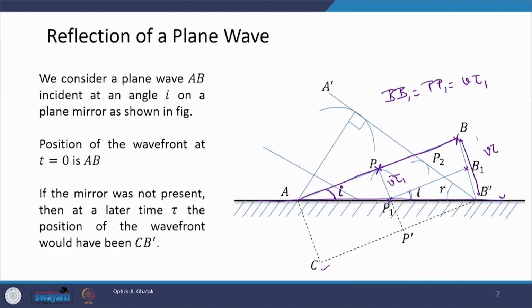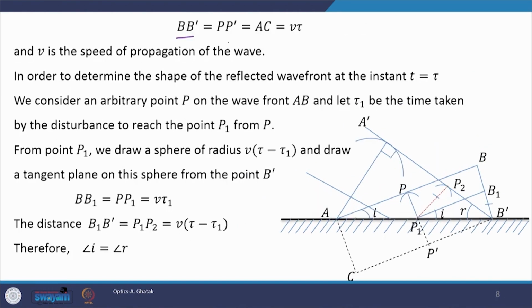BB prime distance is equal to PP prime distance, and PP prime is shown here. This is PP prime and this is your BB prime. Had there been no mirror, BB prime would have been equal to PP prime, which is equal to AC, which is V into tau. V is the velocity of the light in that medium and tau is the time it takes. Therefore, V into tau represents the distance.